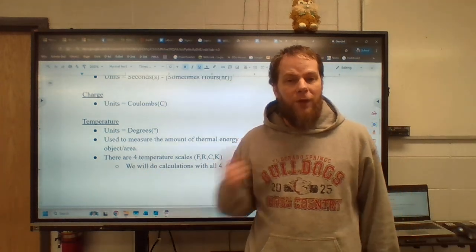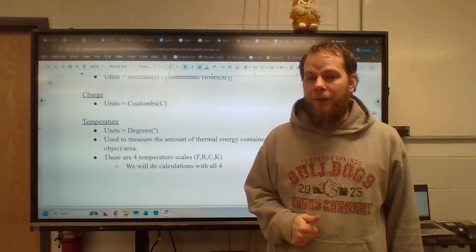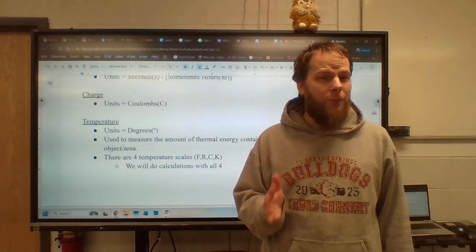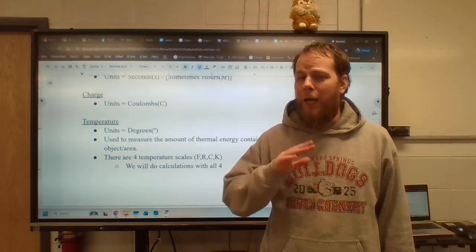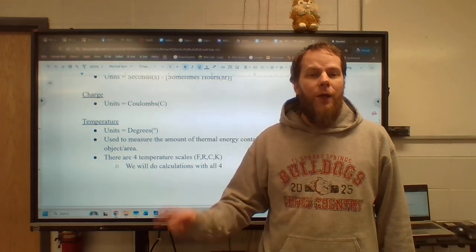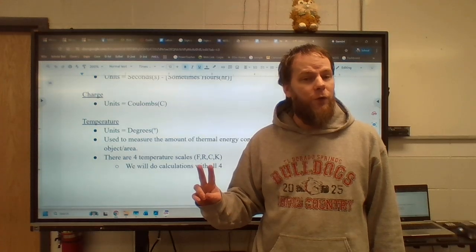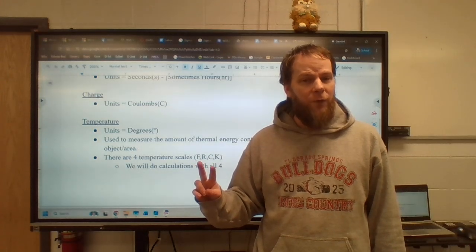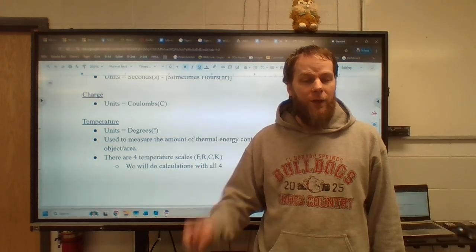There are 4 temperature scales that we're going to be talking about in this class. There are probably other temperature scales beyond these 4. If you look, I am certain you could find some. These are the only 4 that we're going to deal with. The first 2 are the first and third in this list. F is Fahrenheit, C is Celsius.